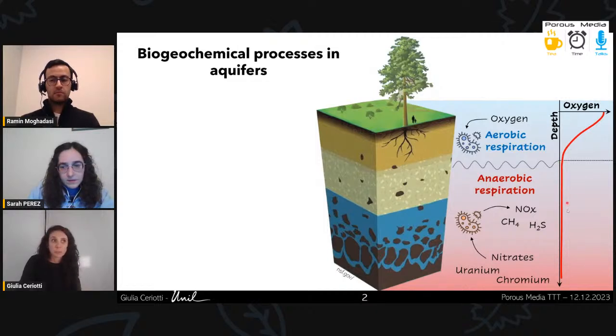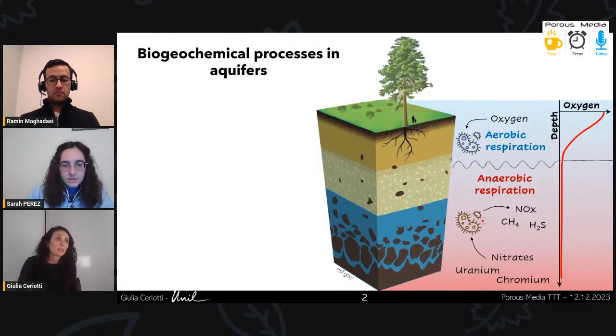However, when oxygen disappears, so in deeper anoxic layers, bacteria have a very flexible metabolism, so they can switch to an alternative respiration style, which is called anaerobic respiration. And anaerobic respiration is much more diversified than aerobic respiration.